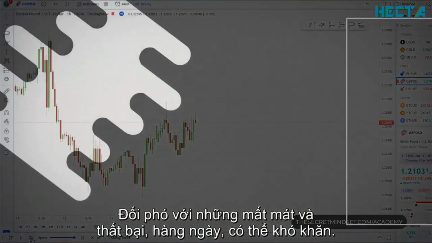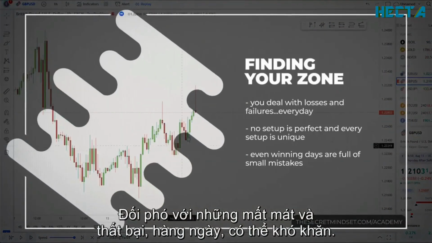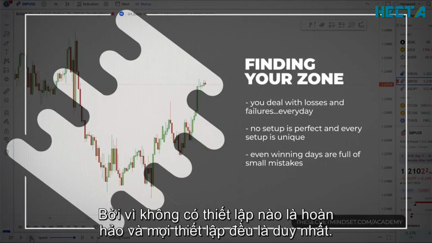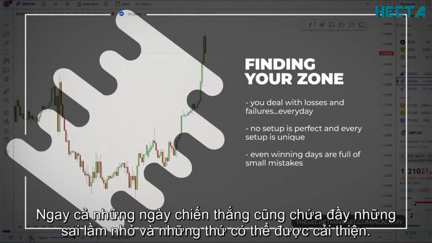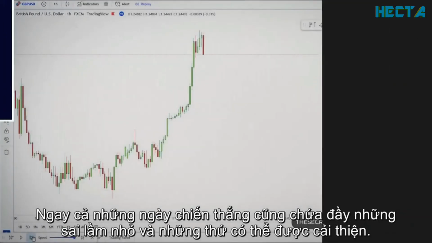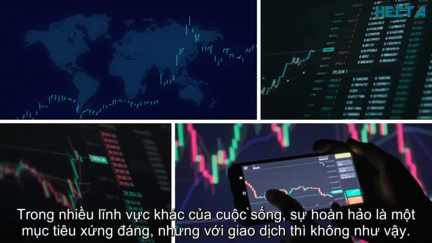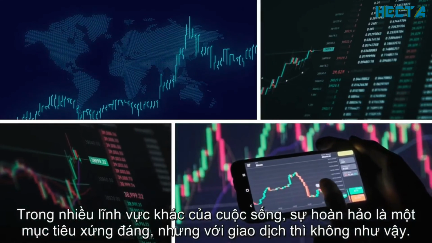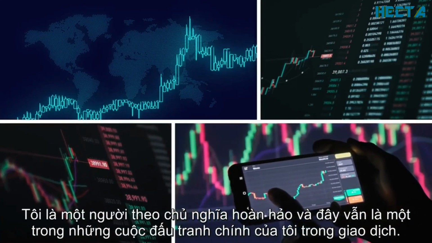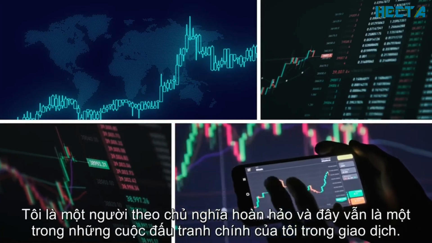Dealing with losses and failures on a daily basis can be difficult because no setup is perfect and every setup is unique. Even winning days are full of small mistakes and things that could be improved. In many other areas of life, perfection is a worthy goal, but not so with trading. I'm a perfectionist, and this is still one of my main struggles in trading.